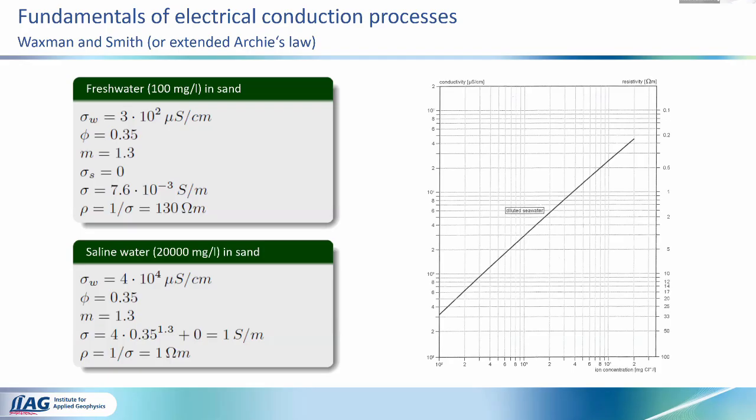Now I have the same sand, still the same porosity, same cementation factor, but just changing the conductivity of my fluid. So 10 to the power of 4. Then this ends up to an ohm meter. And this is quite nice because that tells us, okay, we have almost 2 decades between freshwater and saline water saturated sand. So that's a good contrast to be measured. Surface conductivity is always 0 at that point.